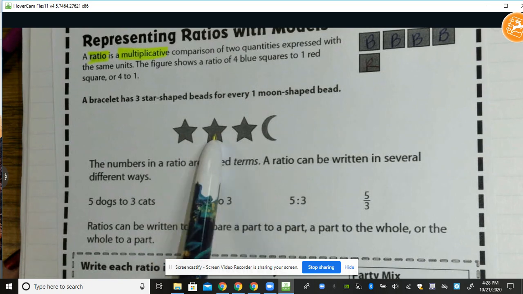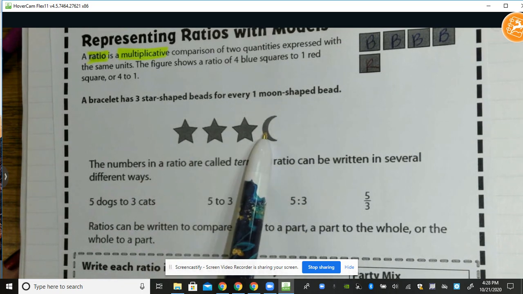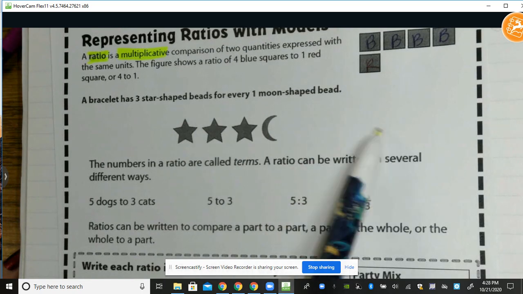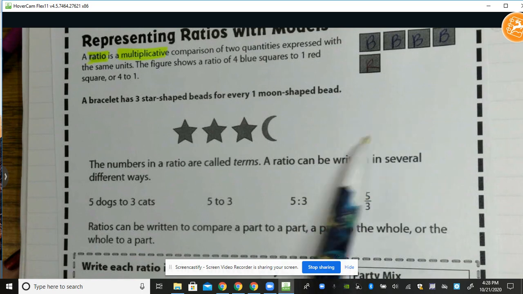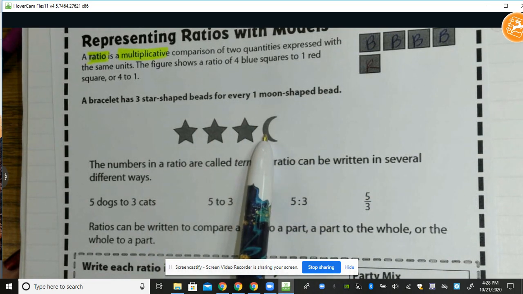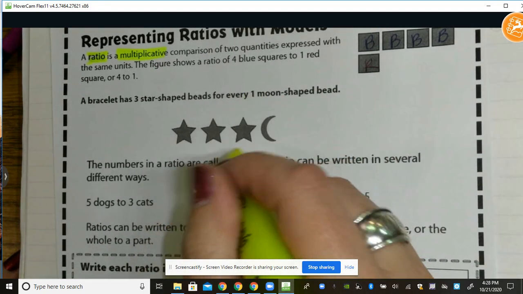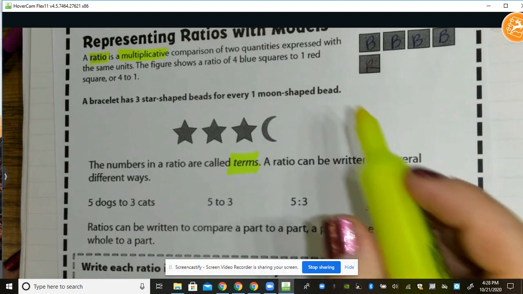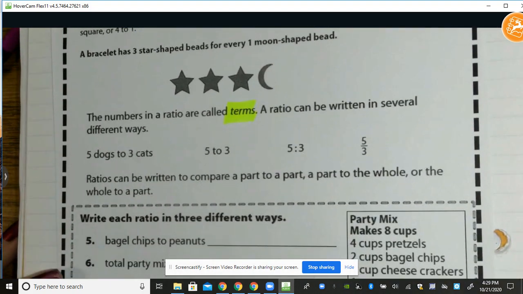So we have 3 stars to 1 moon. So my ratio is a 3 to 1 ratio. If I continue this out, I could have 6 stars to 2 moons, but the ratio still stays the same. Okay, it's a 3 to 1 ratio. So numbers in a ratio are called terms. And a ratio can be written in several different ways. And we're going to look at the different ways that we can write them.